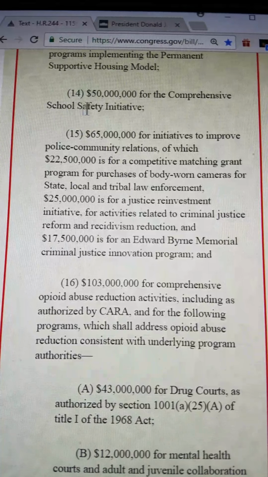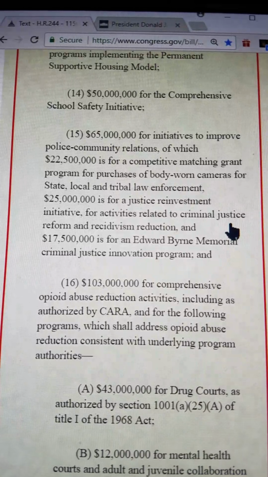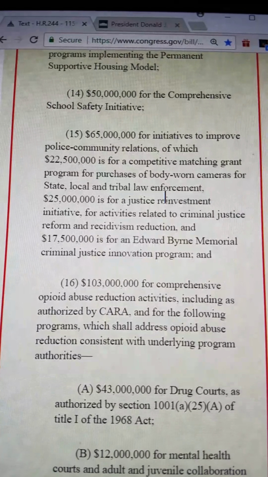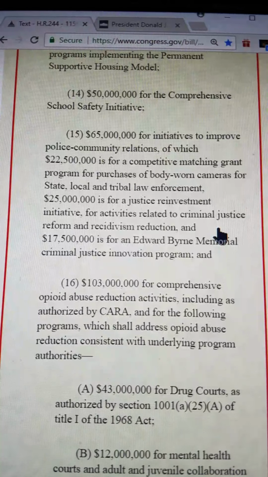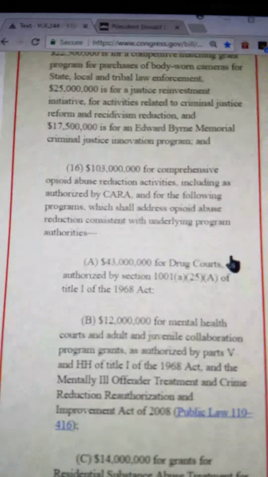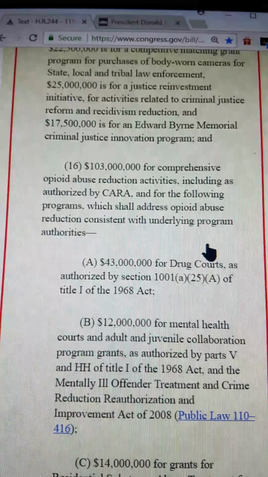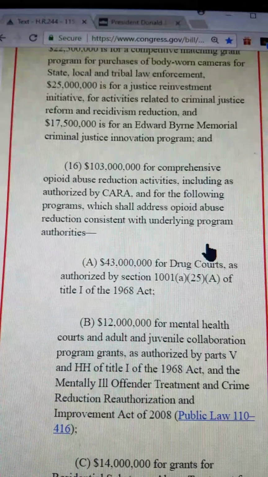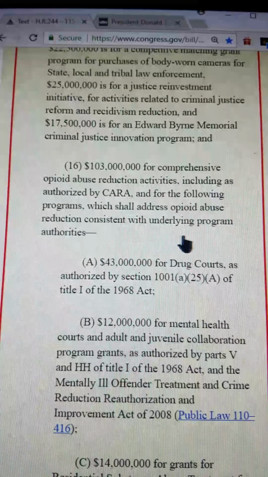$50 million for the Comprehensive School Safety Initiative. $65 million for initiatives to improve police-community relations, of which $22 million is for a competitive matching grant program for purchases of body-worn cameras for state, local, and tribal law enforcement. $25 million is for a justice reinvestment initiative for activities related to criminal justice reform and recidivism reduction, and $75.5 million is for an Edward Byrne Memorial Criminal Justice Innovation Program, and $103 million is for comprehensive opioid abuse reduction activities, including as authorized by CARA, and for the following programs, which shall address opioid abuse reduction consistent with underlying program authorities.